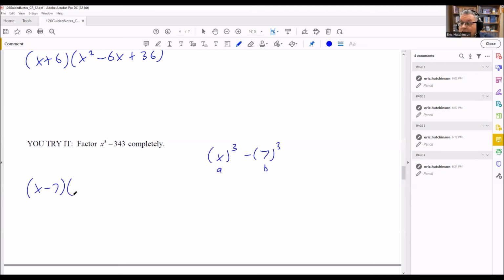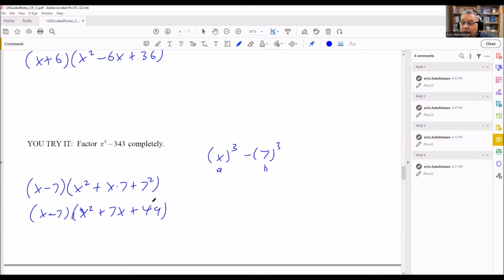And then there is an x squared here. That's a squared. And then we have a plus ab, so plus x times 7. And then plus b squared, so 7 squared. So it's going to be x minus 7, and we have x squared plus 7x plus 49.